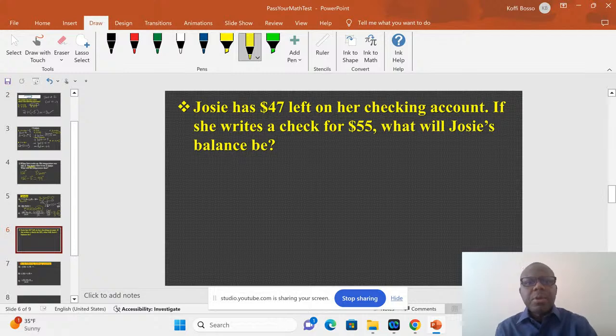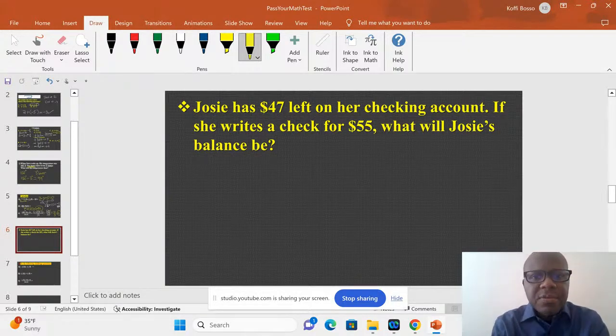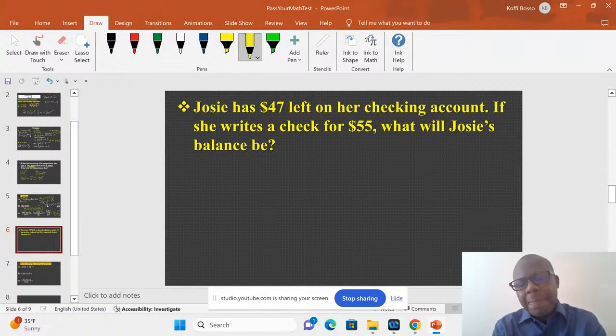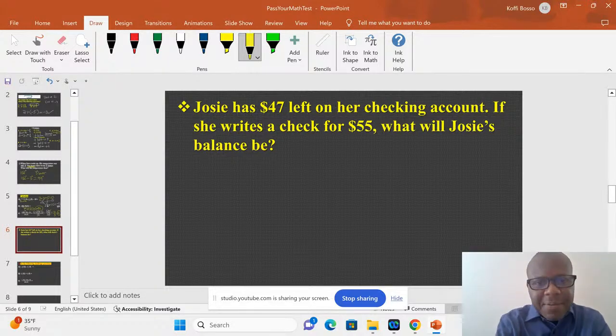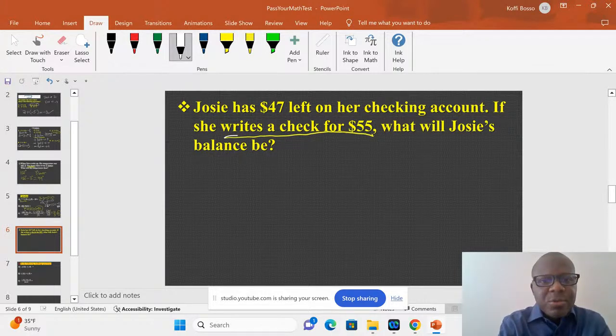This is another word problem. So they say Josie has $47 left in her checking account. Now, if she writes a check for $55, what will Josie's balance be? Okay, here you have to understand that when they say write a check, that means what? They will take that money out.